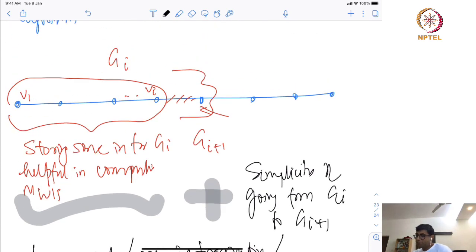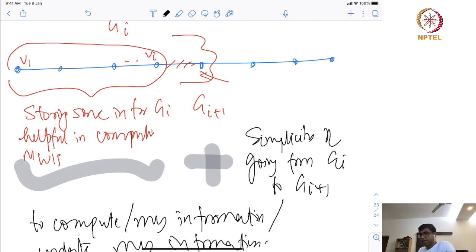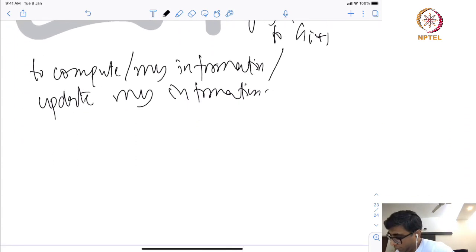Okay. So, if I can do this, then from G_{i+1}, I will go to G_{i+2}, which will use the information stored and the simplicity to get the information. So, there are two things. First of all, what does it mean to be simplicity of this graph? How do we define such simplicity of a graph? That's one thing. And secondly, what information do I need to store?